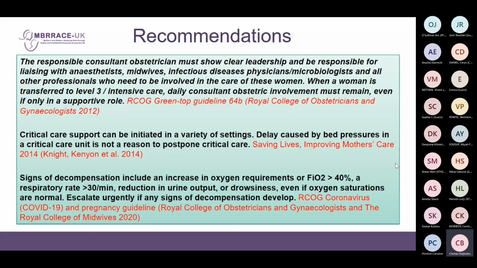And I think one of the other learnings, if I remember about this patient, is that critical care can be initiated in a variety of settings, but if you can't manage her locally, then look around. Maybe you need to transfer her elsewhere. She might have been too sick for transfer, but in this case there was never any thought about that.